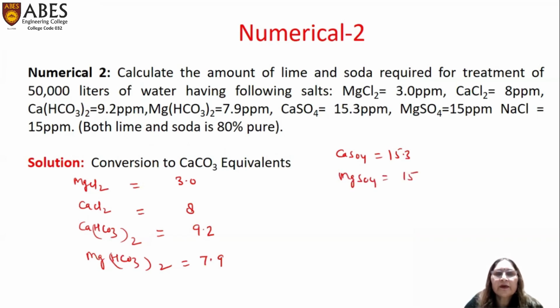First of all, we have to convert into calcium carbonate equivalent. I have already told you the formula: amount of the substance in milligram per liter into calcium carbonate equivalent divided by the equivalent weight of the hardness causing impurity salt. Magnesium chloride amount is 3.0 into calcium carbonate equivalent 50, and magnesium chloride equivalent weight is 47.5.